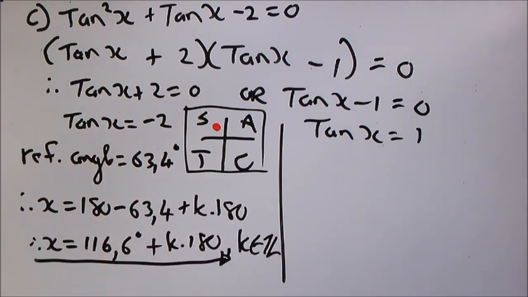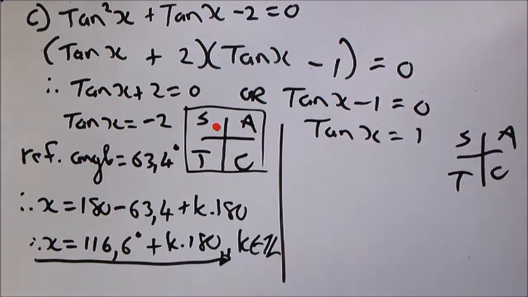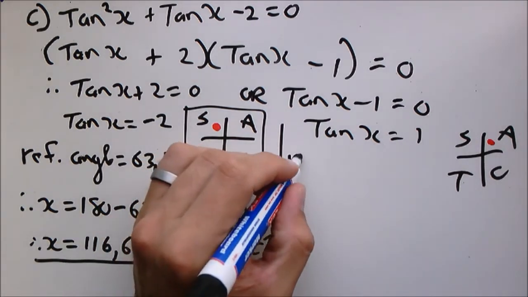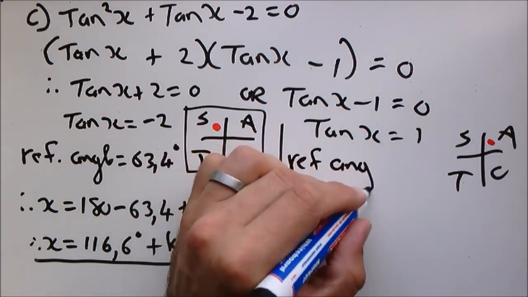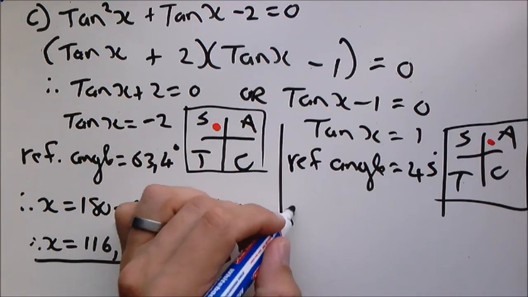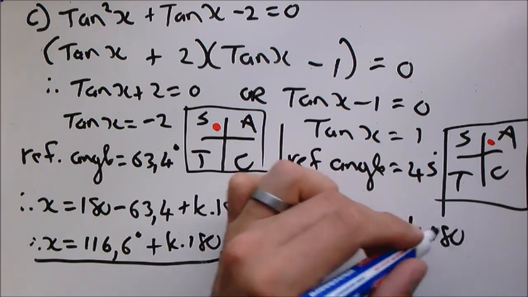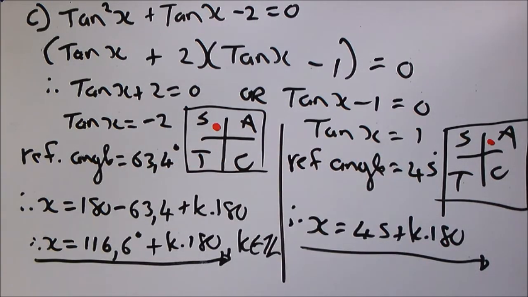Okay, now for the other side, it's positive. That means we're working in the first quadrant only. Our reference angle is 45 degrees. Therefore, x equals 45 plus k times 180. Now, because it was a tan function, we only ended up with two solutions. If this was a sine or a cos x, we would have ended up with 4 general solutions. So keep that in mind.